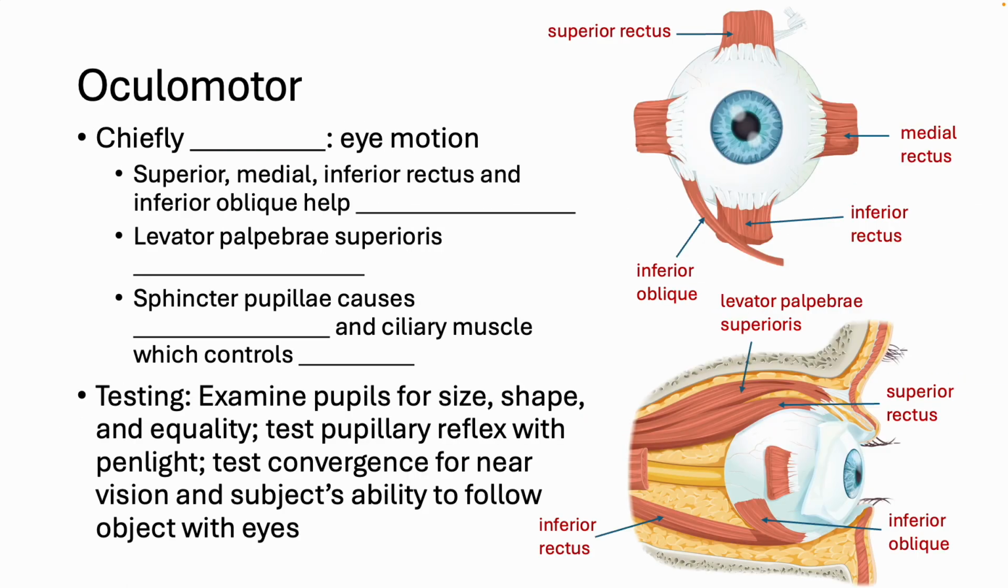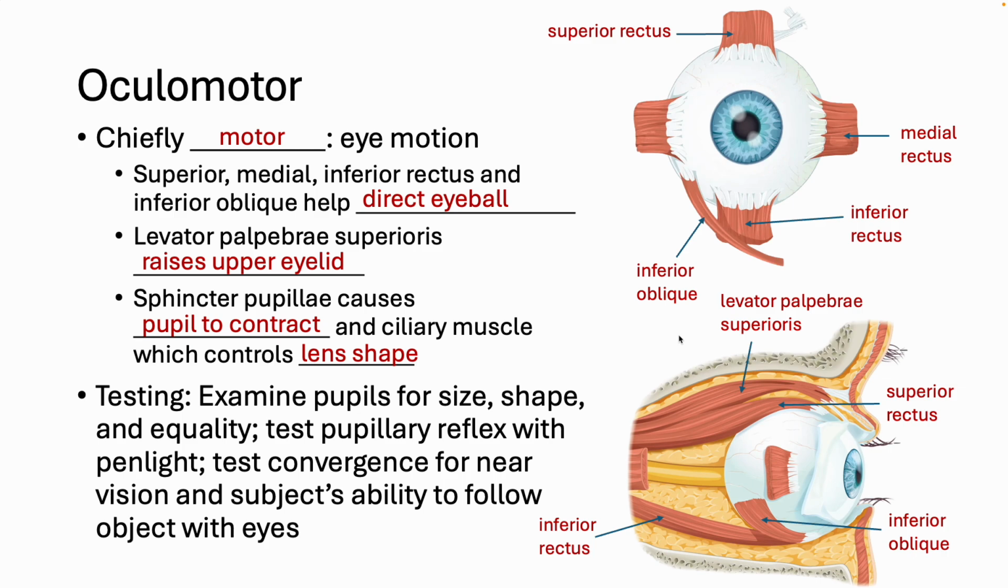The oculomotor nerve is chiefly motor and concerned with most eye motion. So superior, medial, inferior rectus, and inferior oblique help with the direction of eyeball movement. In addition to that, there are other muscles like the levator palpebrae superioris that helps to raise the eyelid. The sphincter pupillae is going to cause the pupils to contract, and the ciliary muscle controls the lens shape.